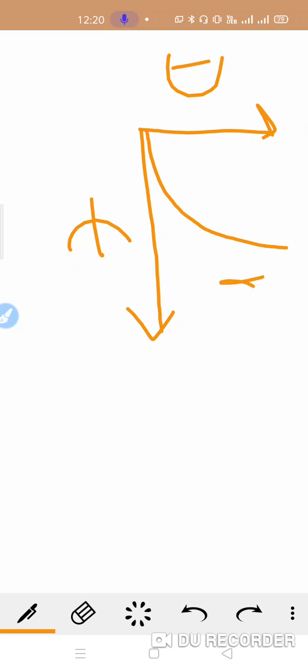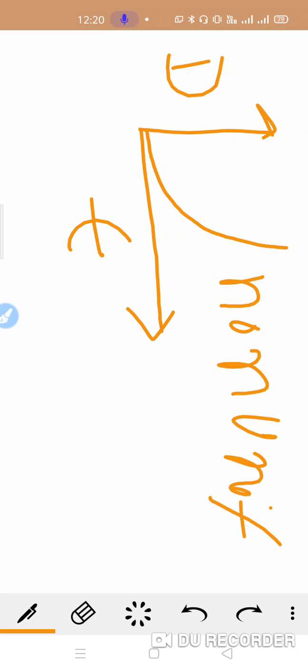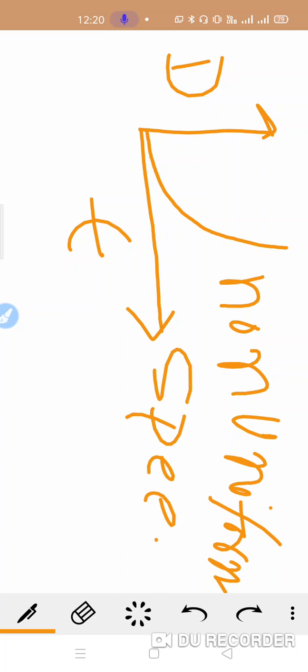That is the non-uniform speed. Whenever the speed of any object is non-uniform, we get a parabola. That is, the curved line is also called a parabola. Okay, now we start the next topic.